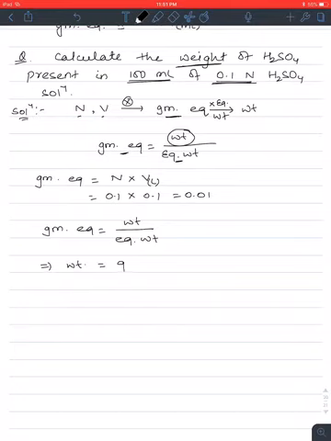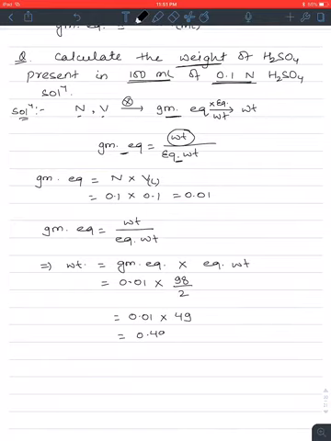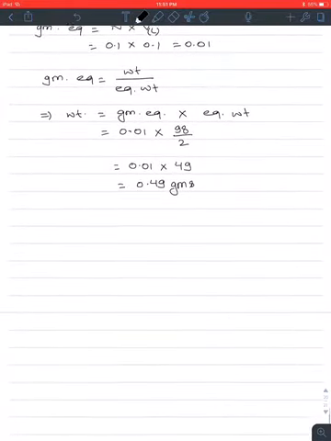So weight will be equal to number of gram equivalent into equivalent weight. Number of gram equivalent is 0.01 into equivalent weight of H2SO4. Now equivalent weight is what? It is molecular weight upon N factor. Molecular weight is 98 upon N factor is 2. So it is 0.01 into 49, which will be equal to what? 0.49 grams of H2SO4 is present in the solution. So in this way we can solve the questions which are involving normality as a concentration term. Clear? So this much was in normality.